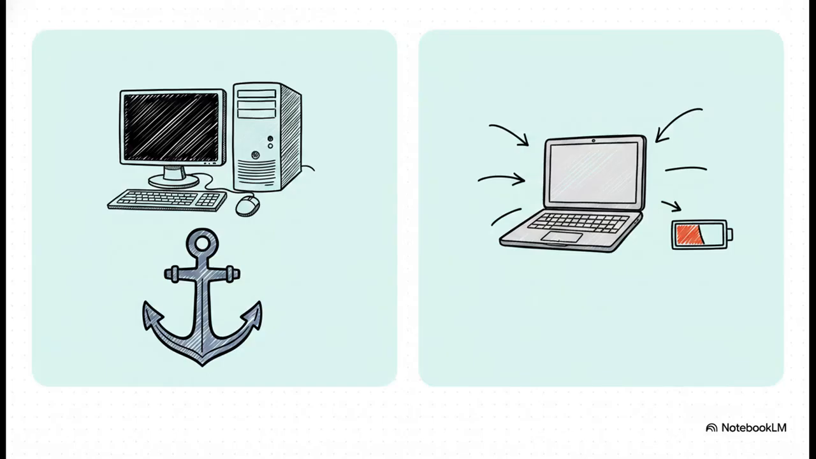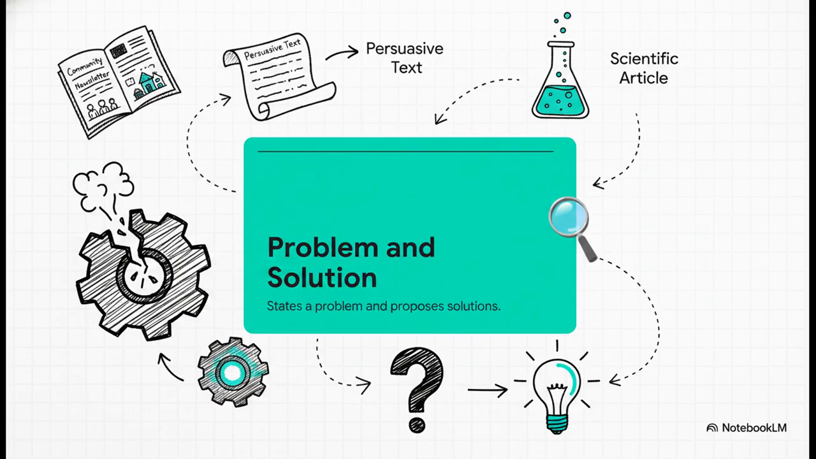Think about a tech article that says, unlike desktops, laptops are portable but have shorter battery life. The author is directly contrasting the stationary, plugged-in nature of heavy desktop computers with the portable, yet battery-limited, nature of laptops. By recognizing this blueprint, you instantly know the author's goal isn't just to describe a bunch of computers to you, it's to help you weigh your options. Next, we have problem and solution.